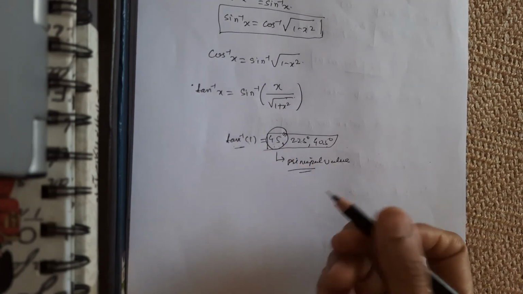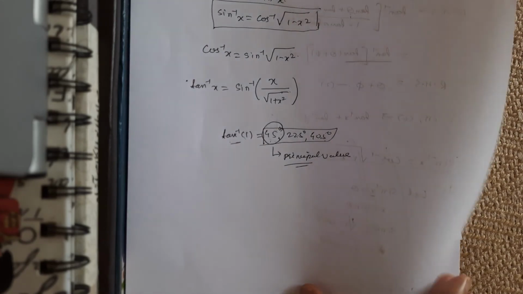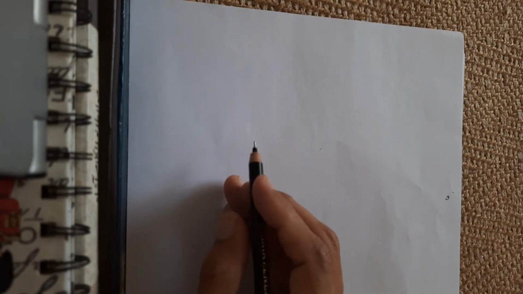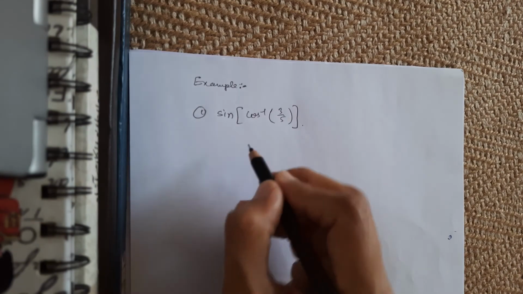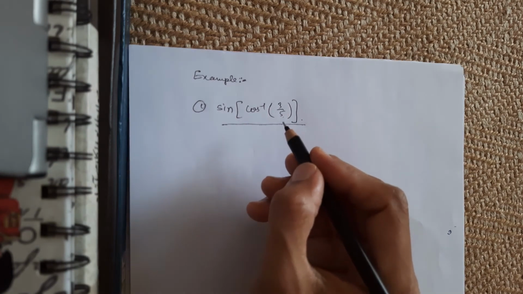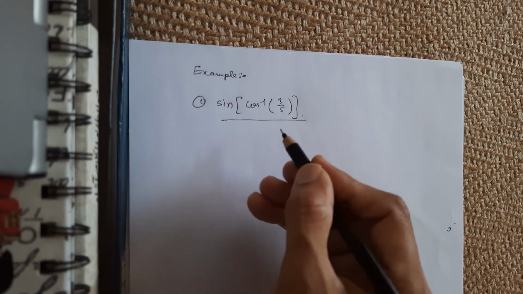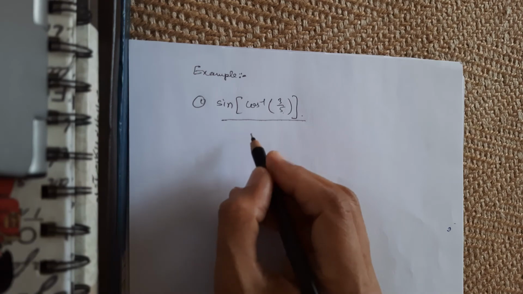Once this value is known, we can easily find out the multiple angles of all these things. So I'll just show you how we solve the example by using this property and inverse function. Okay, so now I'm writing a problem. I want to find out the value of sine of cos inverse of 3 by 5. There are multiple ways to solve this problem, one of which I am showing you here.